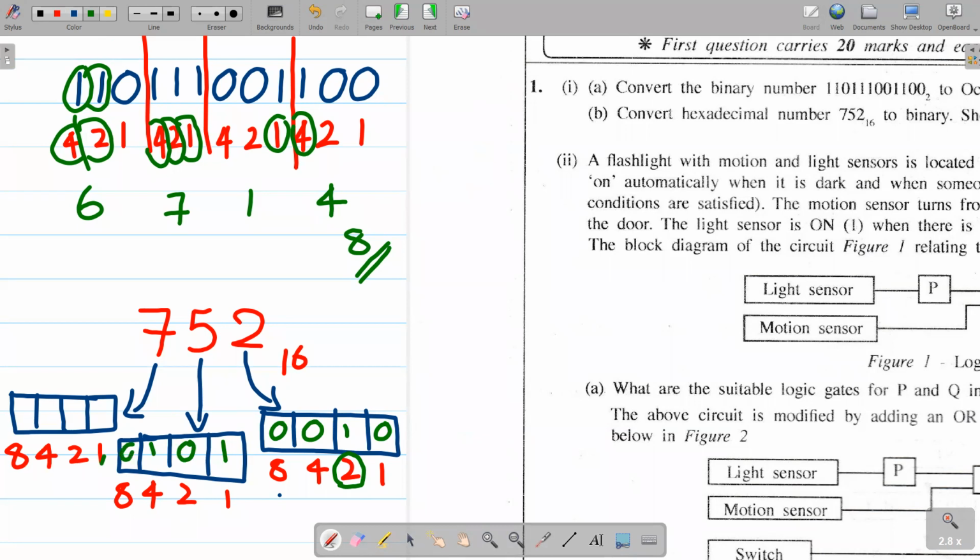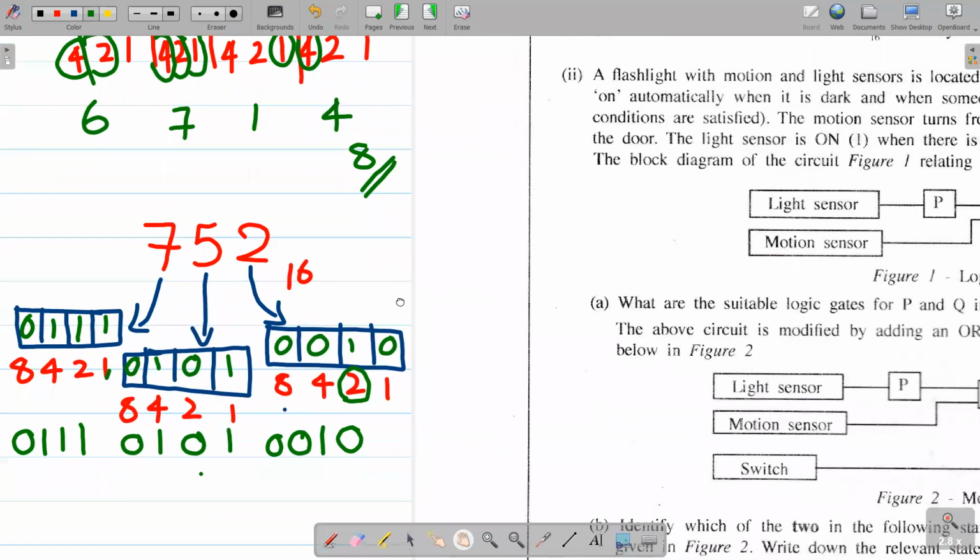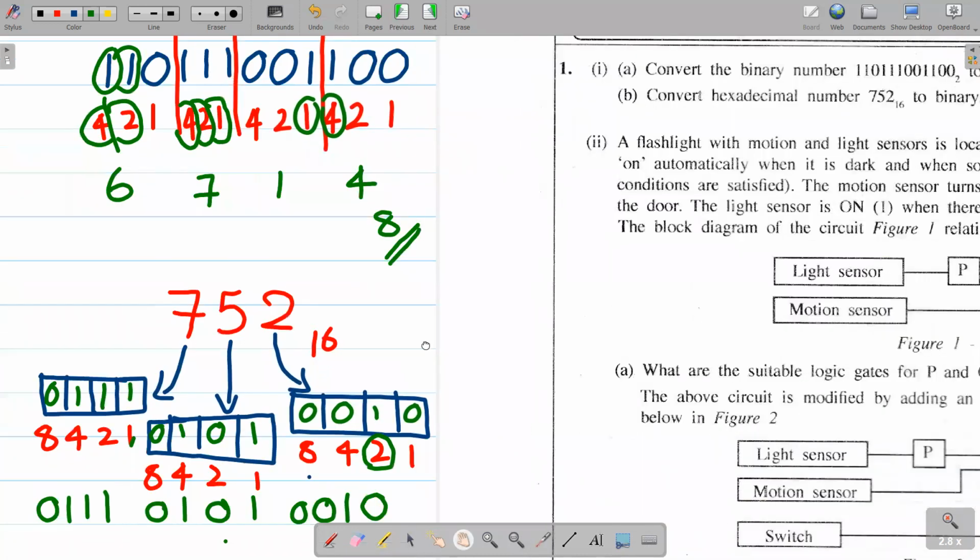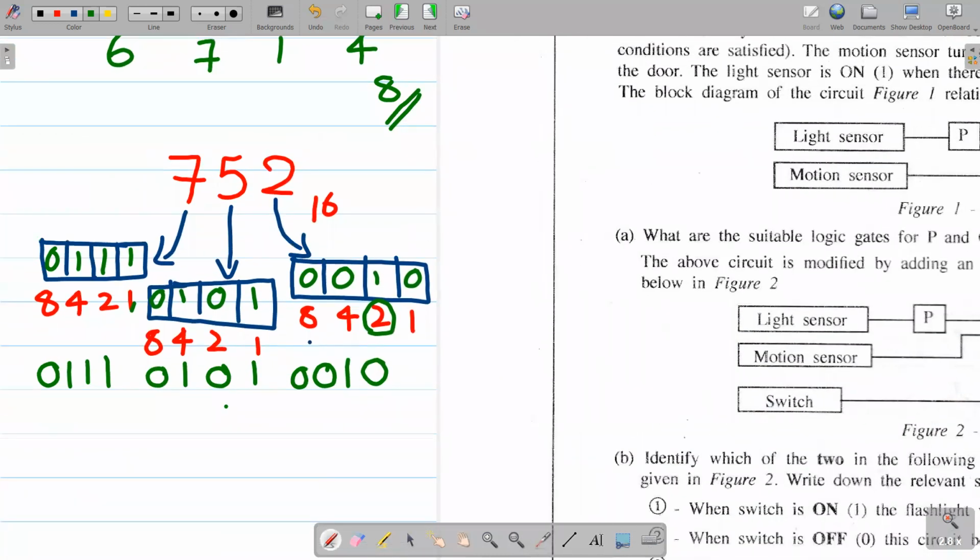So these places are 0. Then 7 is 1, 1, and 1, and here it comes with a 0. Right? So the final answer is going to be writing these things together: 0, 1, 1, 1, 0, 1, 0, 1, and 0, 0, 1, 0. So that's going to be your final answer. If you got this correctly, you can have 2 marks.